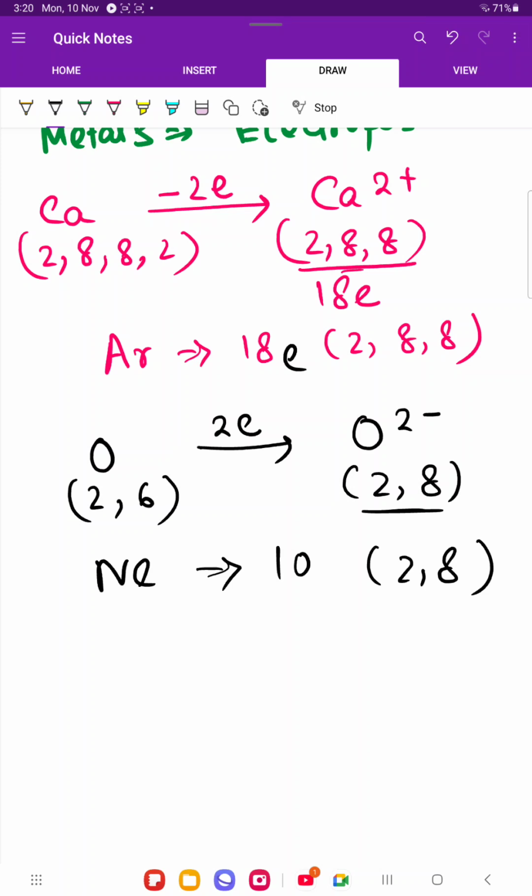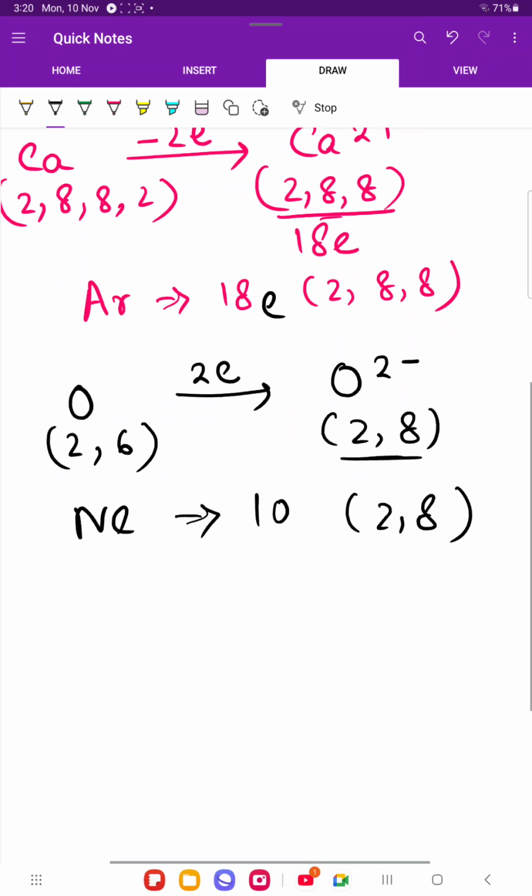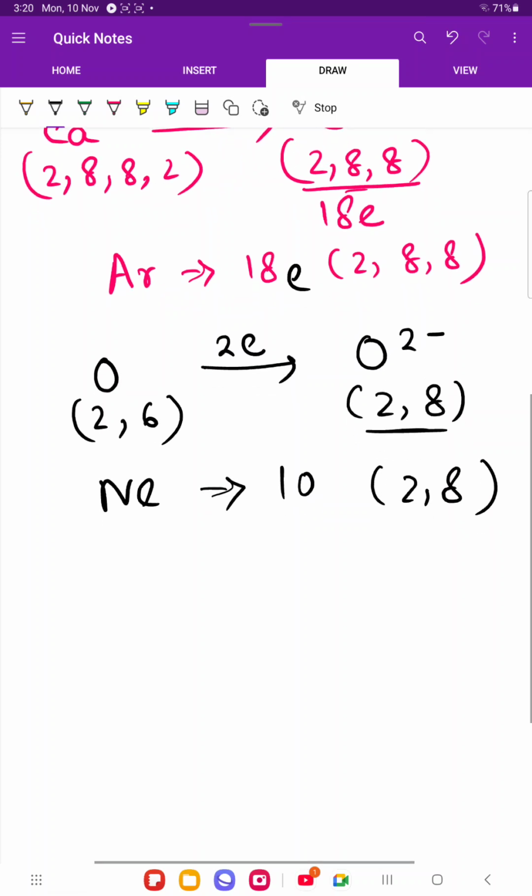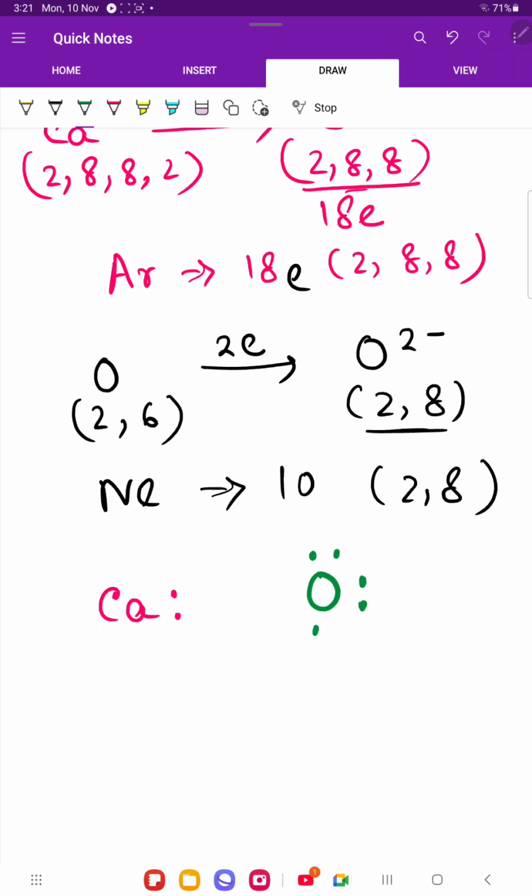Now you see, at this stage one is a cation and another one is an anion, right? So they will come closer and have an electrostatic attraction. Now how will it happen? If we draw the dot structure, let's say calcium has these 2 electrons here, okay, and oxygen has 6 electrons in the outermost orbital, 1 2 3 4 and 5 6.